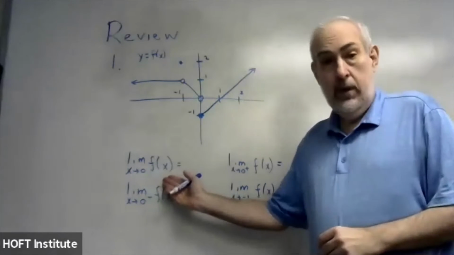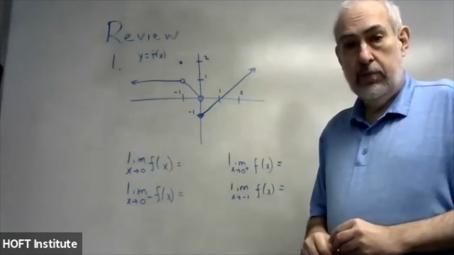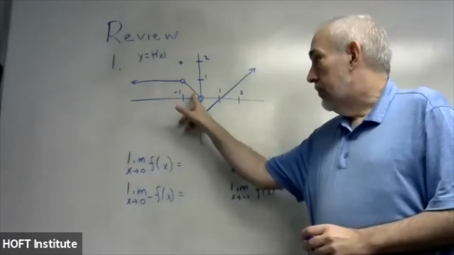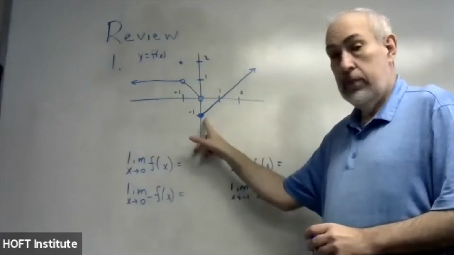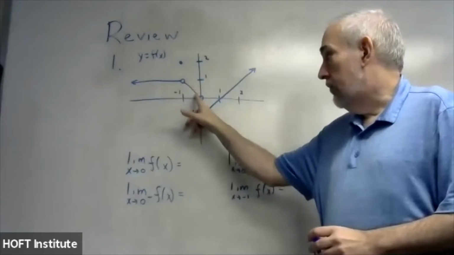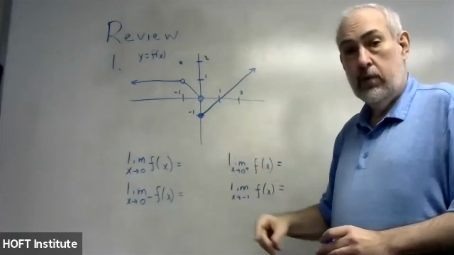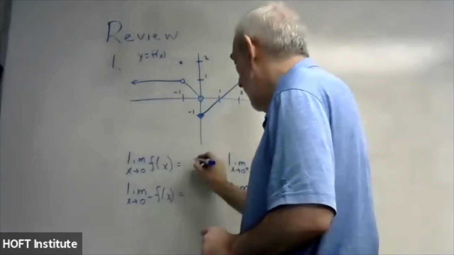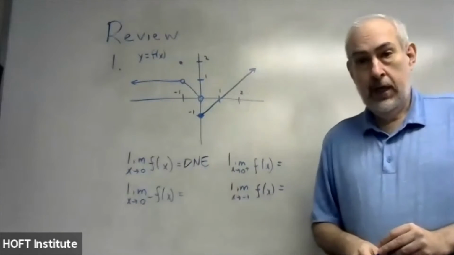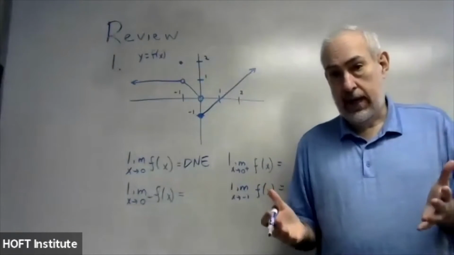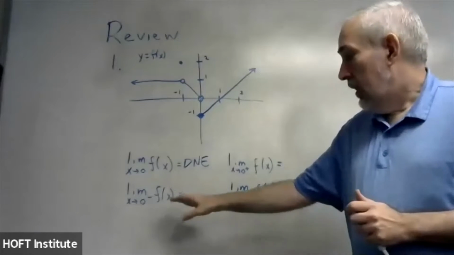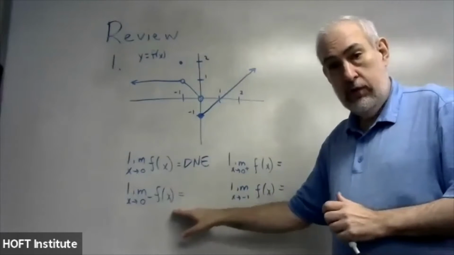So the first one, what is the limit as x approaches 0 of f of x? Well, as we approach 0 from the left and we approach 0 from the right, you see we go to two different y values. We go to 0 from the left, but -1 from the right, and therefore the limit as x approaches 0 does not exist. Because the limit from the left and the limit from the right have to be equal in order for the limit to exist.